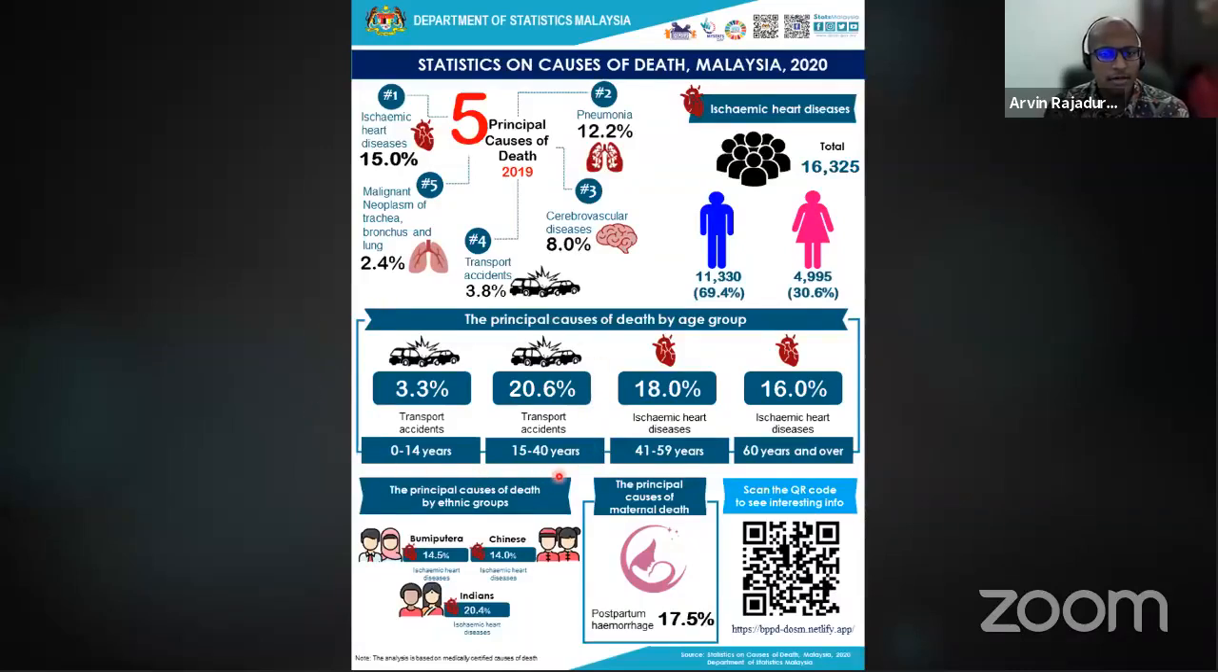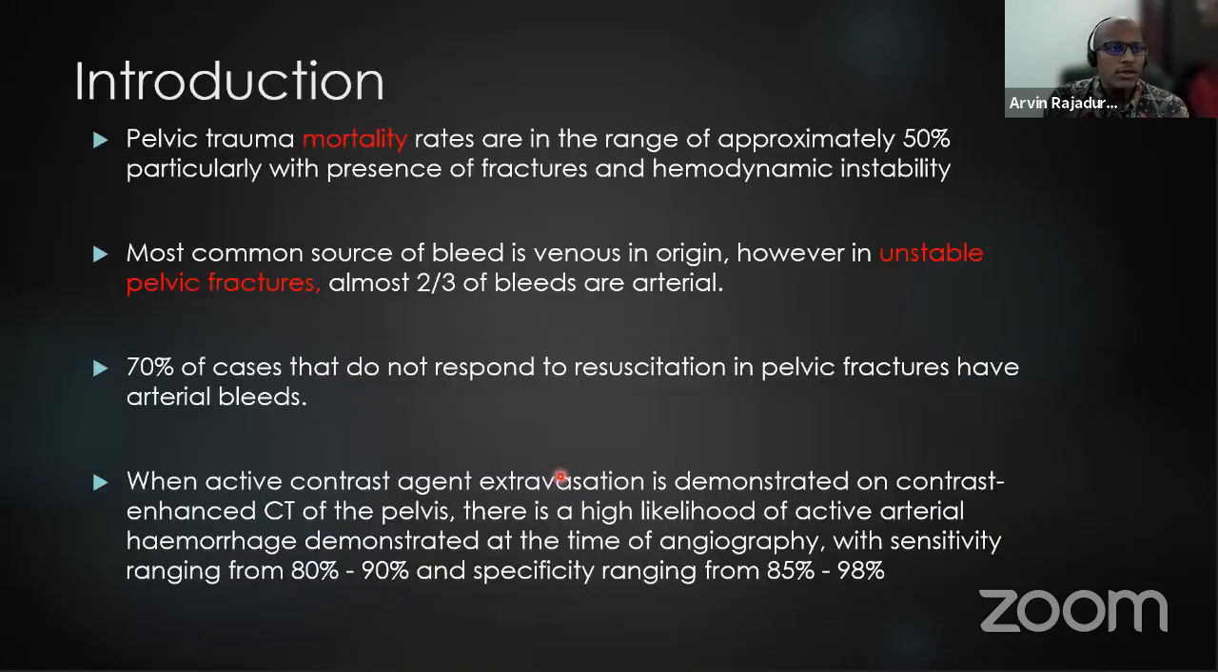And let me tell you that just to paint a perspective, this can be any one of us. It can be you or me. Sometimes trauma doesn't choose. It's not because you live a certain lifestyle that you will not get trauma. It's not very forgiving also. So pelvic trauma has a high mortality rate, usually approximately 50%, particularly with the presence of fractures and hemodynamic instability.